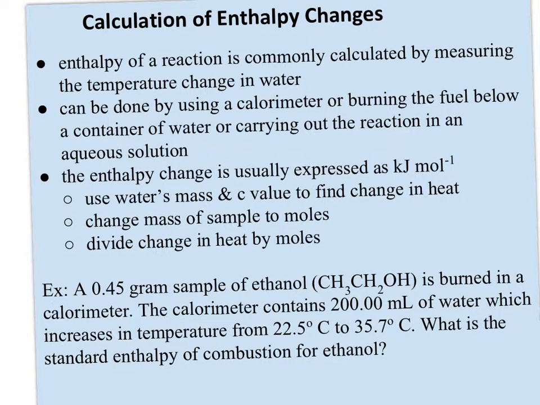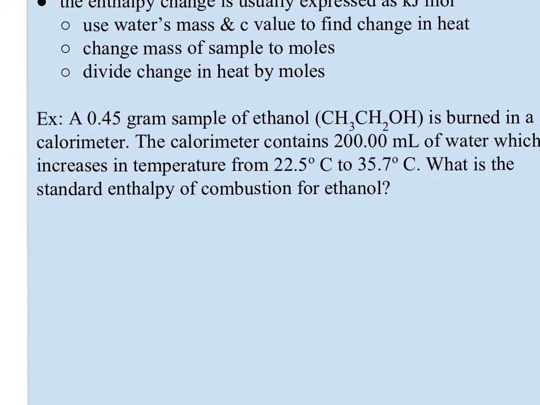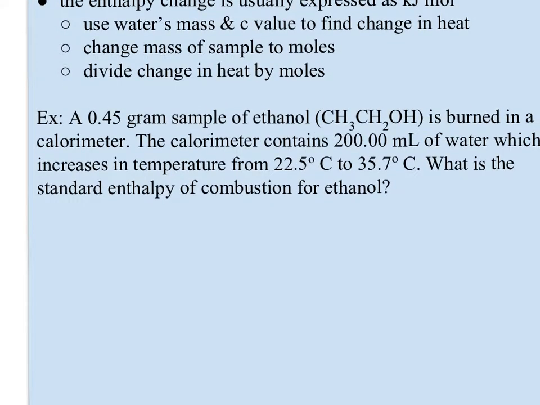So there are 3 basic steps we follow to do these. We use water's mass and specific heat value to find the change in heat. We change the mass of the sample to moles of fuel, and then we divide the change in heat by moles. And typically we'd have the heat in kilojoules, so we end up with our final answer in kilojoules per mole. So looking at this example here, if you had 0.45 grams of ethanol, and there's its formula, burned in a calorimeter, the calorimeter contains 200 milliliters of water, which increases in temperature from 22.5 degrees to 35.7. What is the standard enthalpy of combustion for ethanol? So I'm going to use q = mcΔT.